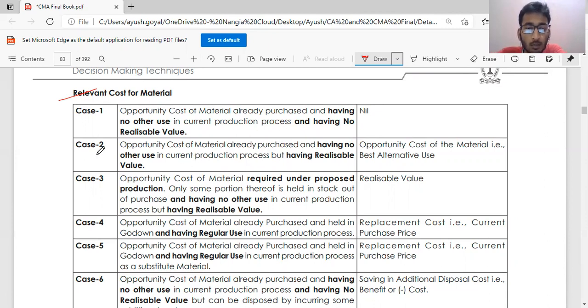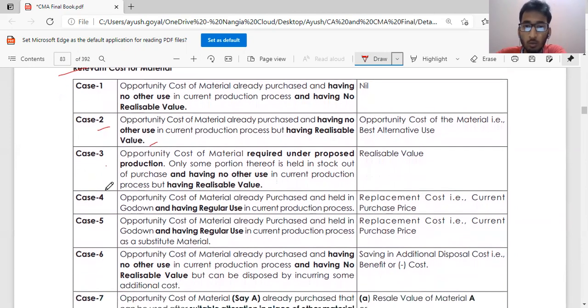Opportunity cost. Let's see case two. Opportunity cost of material already purchased and having no other use in the current production process, but having realizable value. So we have already done this; I have told you both the scenarios. Opportunity cost of material required under proposed production, only some portion of which is held in stock out of purchase, and having no other use in the current production process, but having realizable value. Same thing, the realizable value or resale value would be the relevant cost.